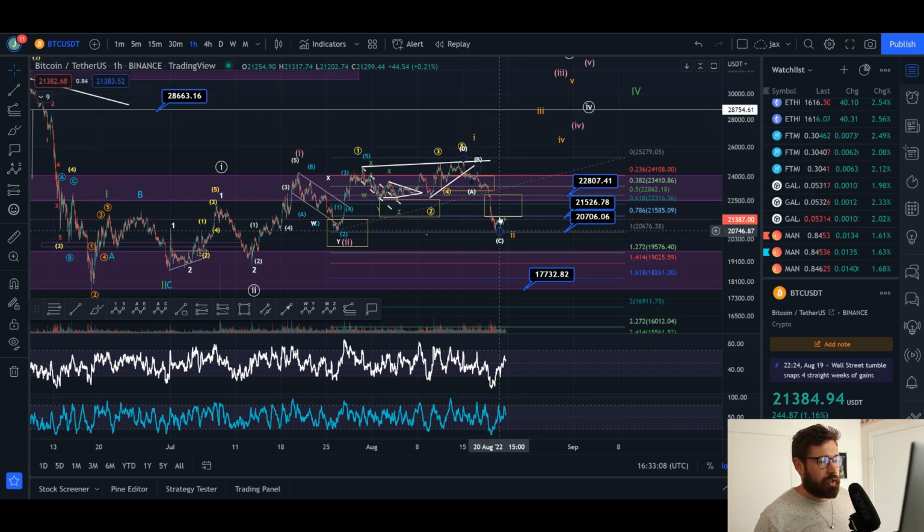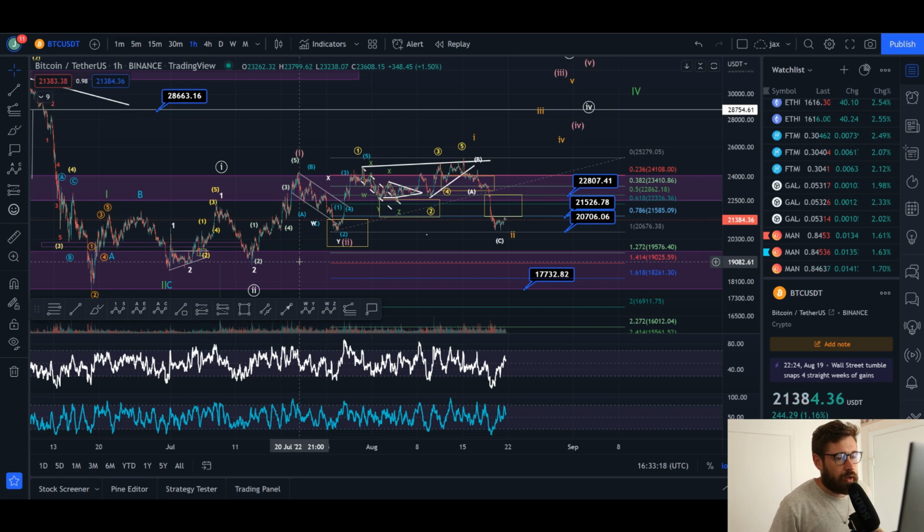Now, if we simply see a little bit of relief or consolidate, we come lower, we break 20.7K, your next strong level of support is all the way down at about 19,000 for our friend Bitcoin.